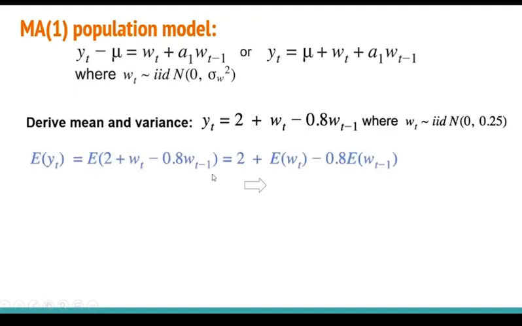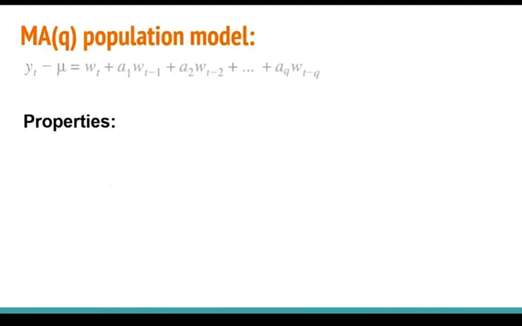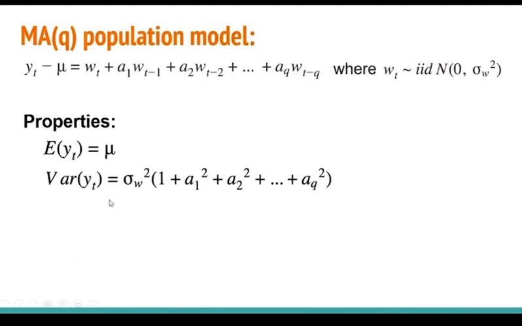Now, I'm going to show you something. We're talking about moving average of order Q. Of course, you're going to have an extension. So the variance of YT is going to be sigma squared W times 1 plus A1 squared plus A2 squared up to AQ squared, because I'm talking about MA of order Q. Take a look at that. Which also implies that the variance of YT is automatically going to be greater than the variance of the noise. And the reason why it's going to be greater is because of the entity right here.